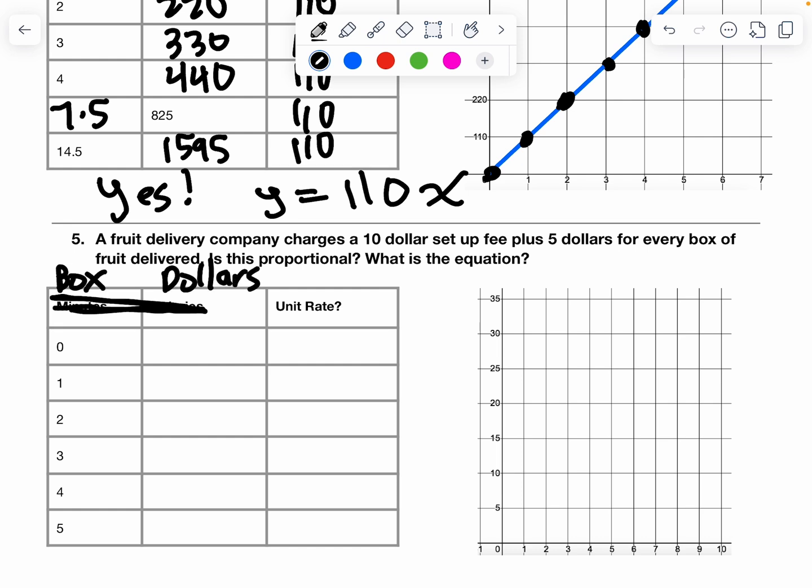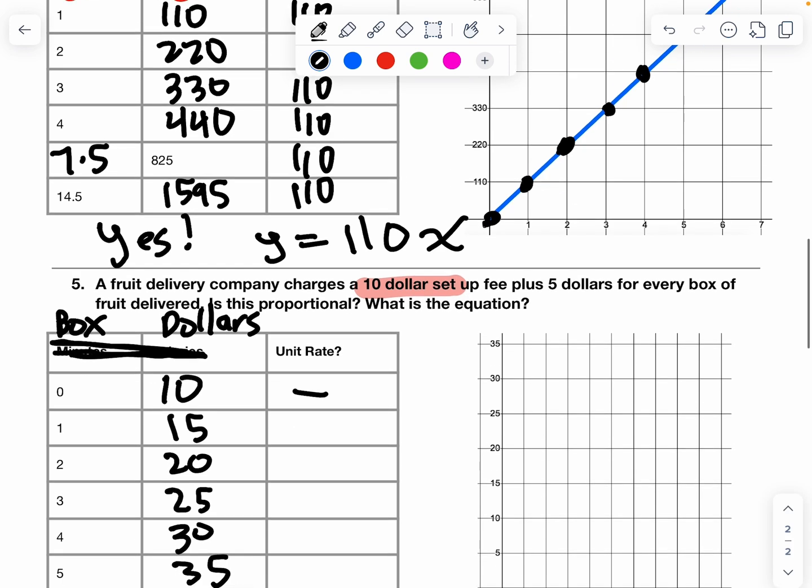Now, do you see this setup fee? This setup fee is different, okay? We pay it before we've ordered a single box. So we pay $10 before we've ordered any boxes, sorry. Then if we only order one box, we pay the $10 setup fee plus $5 for the box. Then we pay another $5 for the second box, and so on. Notice how it's a consistent change, but the unit rate is not going to be there.